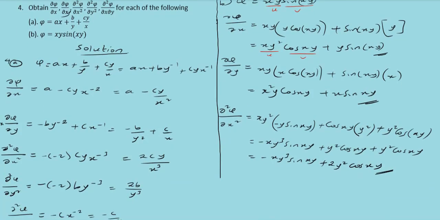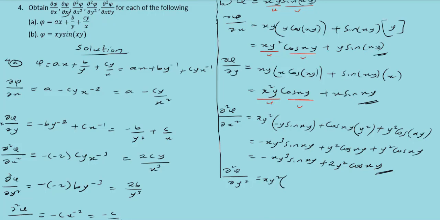Now let's go to the third one. We want to do the square phi over the y square. Now I will differentiate this with respect to y. This is u, this is v. Product rule will be useful in this place. So this will give me uv prime, x square.